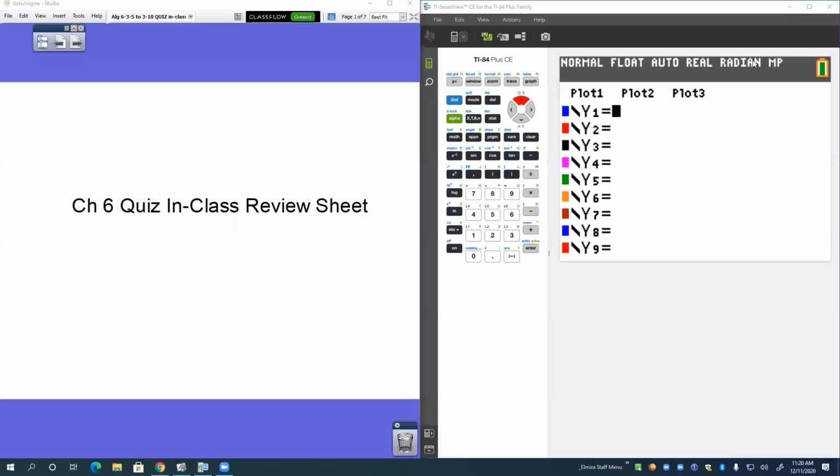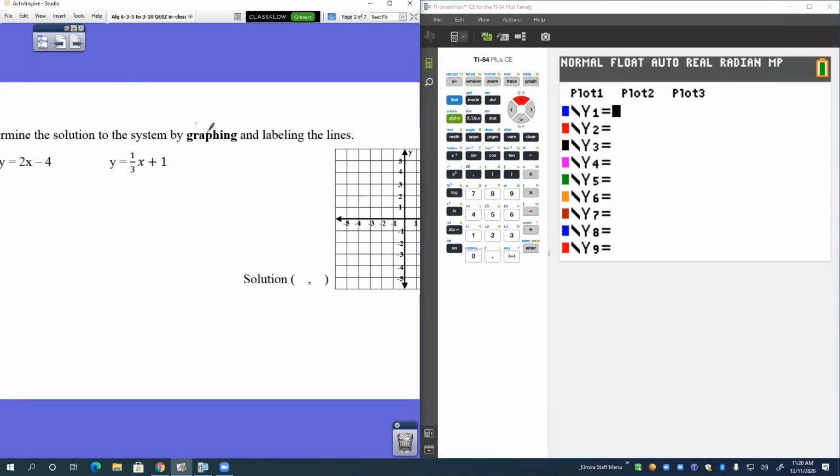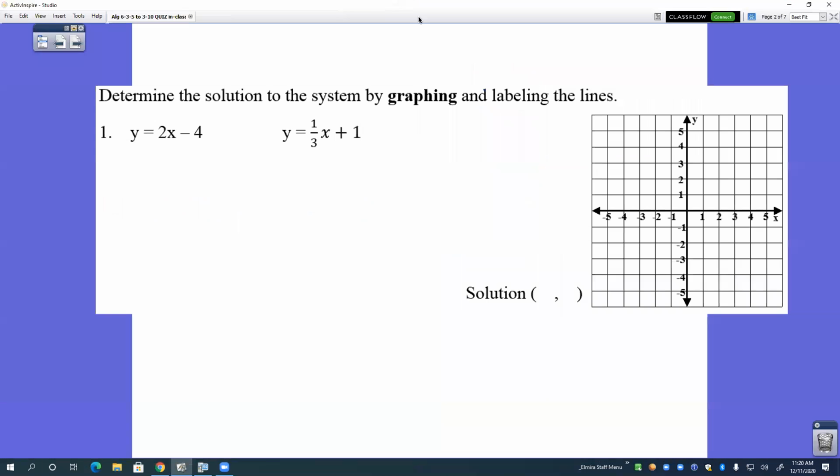So this is the review for the Chapter 6 quiz. All right, it focuses in on the first couple sections of Chapter 6. In this first one, what we want to do is graph the solution to the system, or determine the solution to the system by graphing.